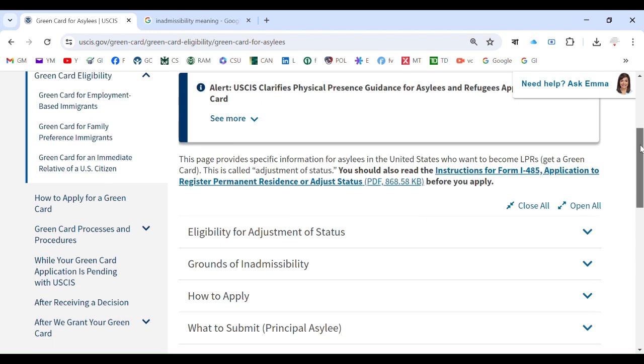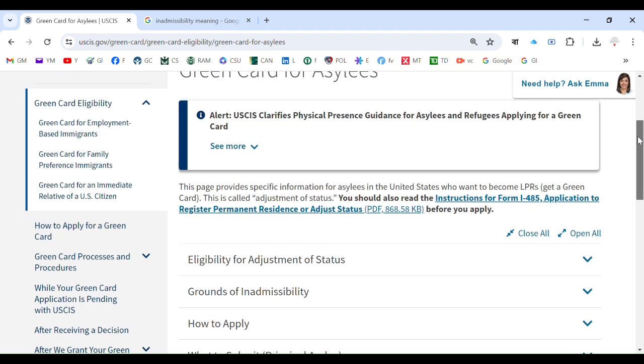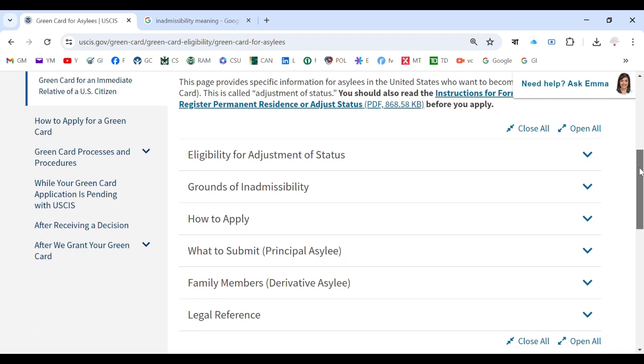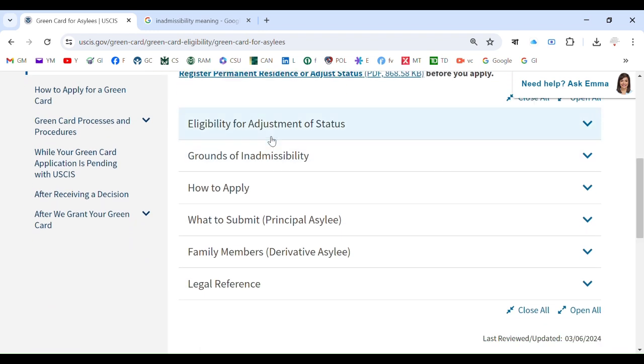So what are the things you need to do to get the green card? There are a few factors involved. We will go through the first factor today, eligibility for adjustment of status. We will discuss every factor in each subsequent video, okay? Like today we'll discuss this one and tomorrow this one, grounds of inadmissibility.